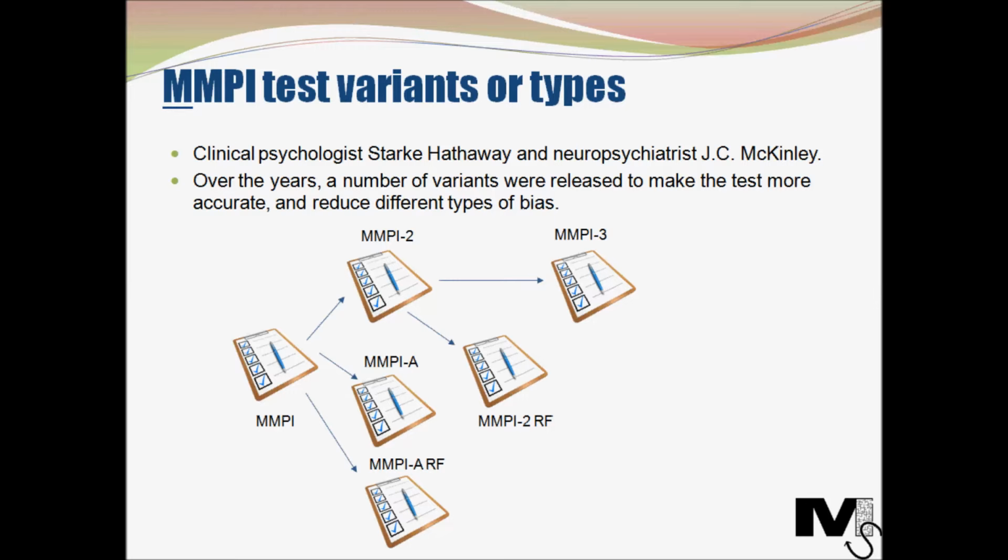We also have the MMPI-2RF, which stands for MMPI Restructured, which is a shortened version of the MMPI-2. We also have the MMPI-A and again the MMPI-A-RF. So again, restructured, which are actually standard and restructured versions designed for adolescents between the ages of 14 to 18 years. So there is a different set of MMPI questionnaires for adolescents aged between 14 and 18.